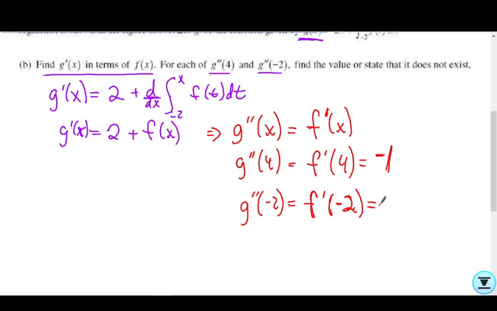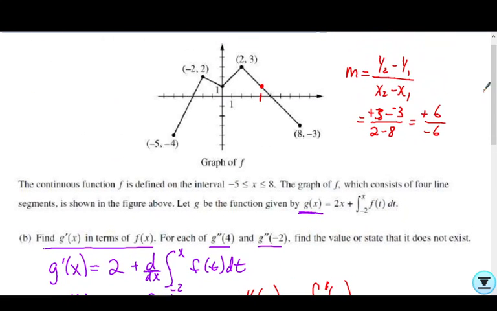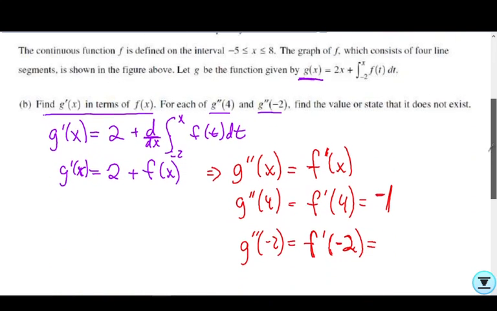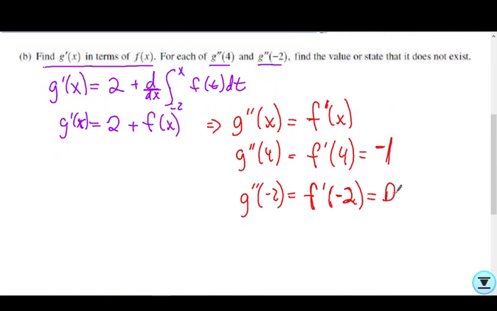So again, we go back up here, and this is right here at negative 2, so what is the derivative there? Well, remember the derivative is slope. Also, where is a function differentiable? A function only has a derivative where it is smooth and continuous. Well, is that smooth? No. So there, the derivative fails to exist. So here, the derivative does not exist.